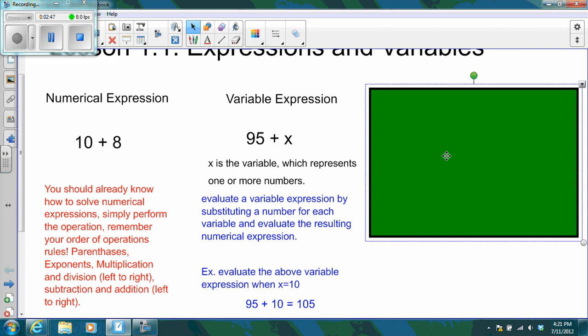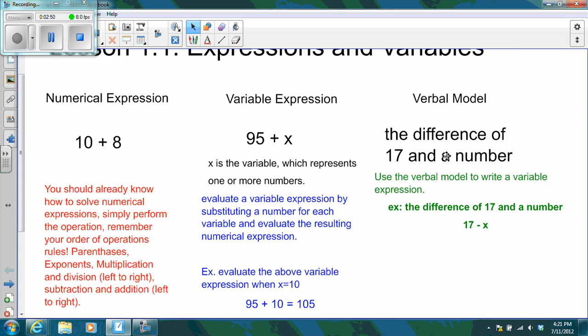And a third vocab word, and this comes into play when we're doing word problems, is a verbal model. So if they tell you in words the difference of 17 and a number, you are going to have to be able to take that verbal model and write it as a variable expression. So the difference of 17 and a number can be written as a variable expression by using 17 minus x, because the difference is telling us it's subtraction.